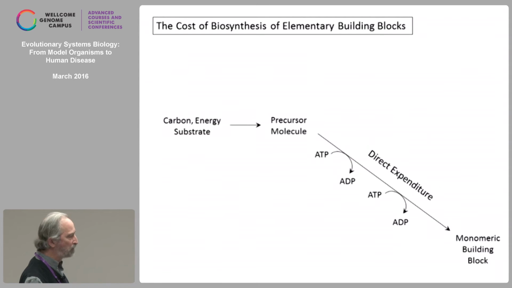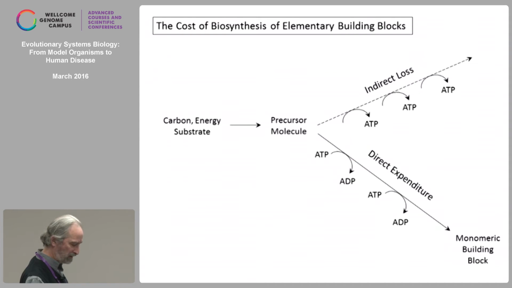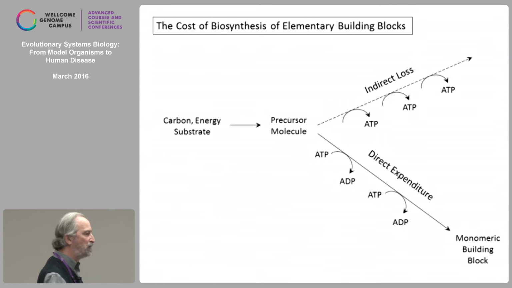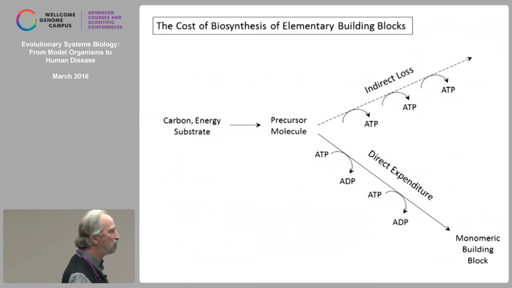But from an evolutionary perspective, there's another cost to worry about, and that's the indirect loss. Because if you use this precursor molecule to run your gene or to make DNA, make protein, and so on, that precursor molecule is no longer available to be metabolized and to produce ATP for other uses in the cell. So that's an indirect consequence of using up a precursor molecule. And the sum of these two are the total cost that you would have to think about from an evolutionary situation, because this means you can't do something else if you want to do this.